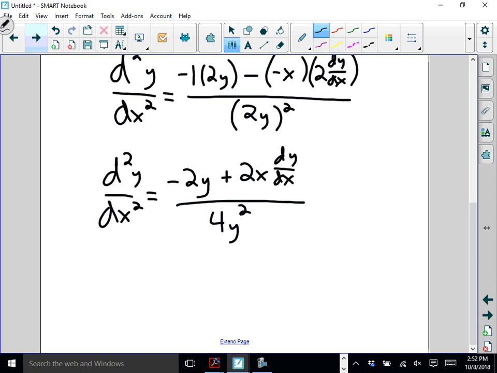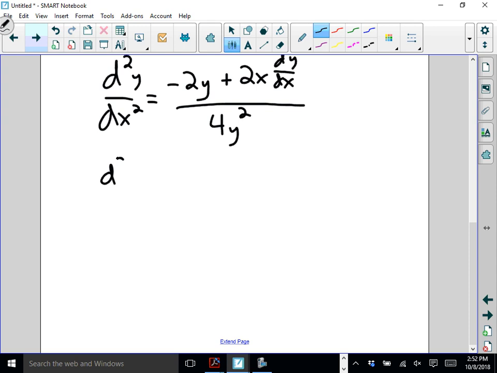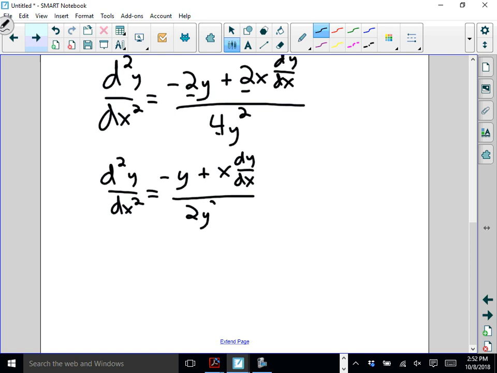Now, if you want, we can make a simplification. I notice that 2, 2, and 4 are all divisible by 2. So I got negative y plus x dy/dx, whole thing over 2y squared. If you didn't make that simplification, it's okay. You probably still will get the right answer. Now, that's the second derivative, but it's not in terms of x and y. It's in terms of x and y and dy/dx.